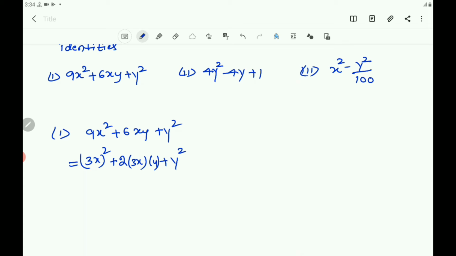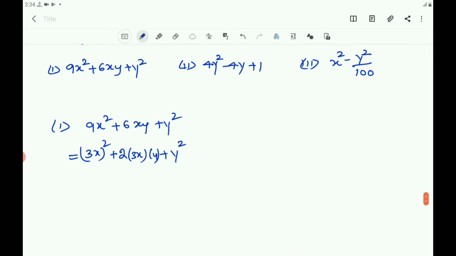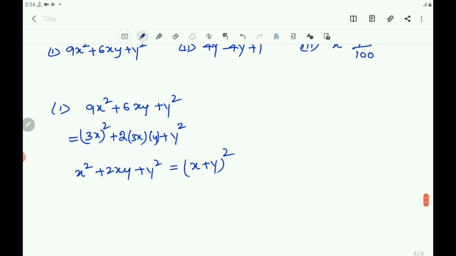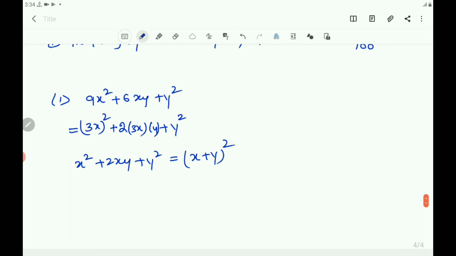So this is in the form of (3x)² + 2 into 3x into y + y², which is in the form of x² + 2xy + y². So you write x² + 2xy + y² equals what? (x + y)². x² + 2xy + y² is the expansion of (x + y)².